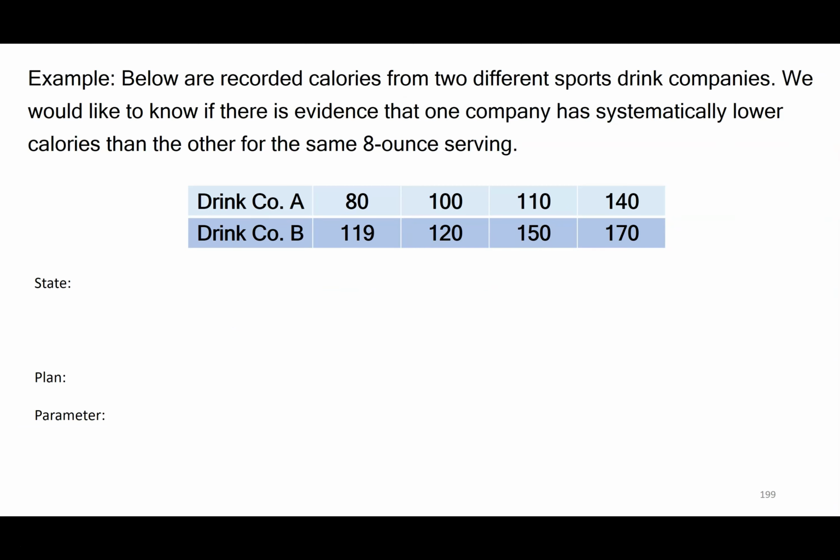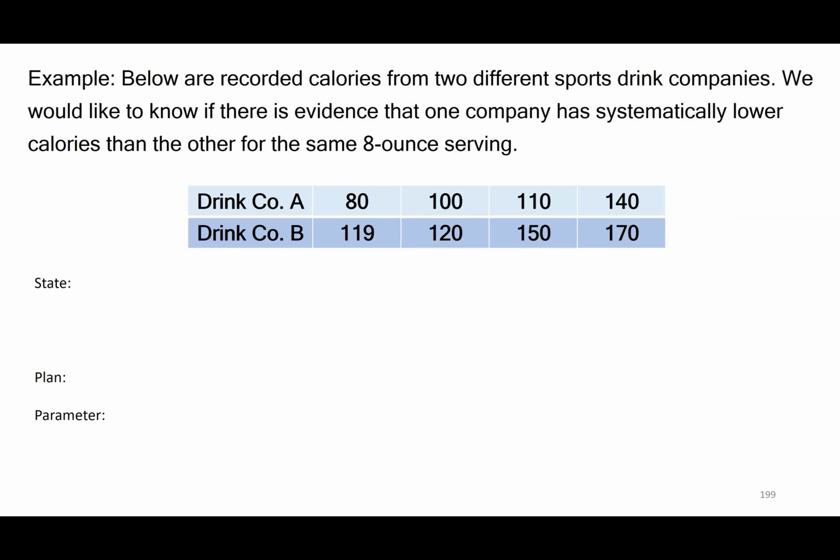Okay, so here is the example that we're going to go through for this lesson. We have recorded calories from two different sports drink companies, drink company A and drink company B. They grabbed 4 drinks from each company and recorded the number of calories in each drink. We want to know if there's evidence that one company has systematically lower calories than the other for the same 8-ounce serving. So if they're all serving 8 ounces, is one of the companies having lower calories than the other in general?